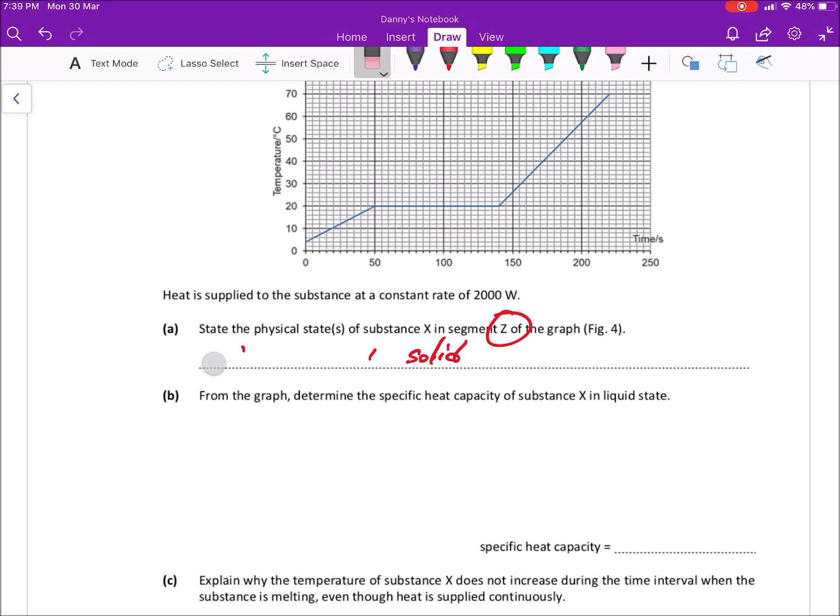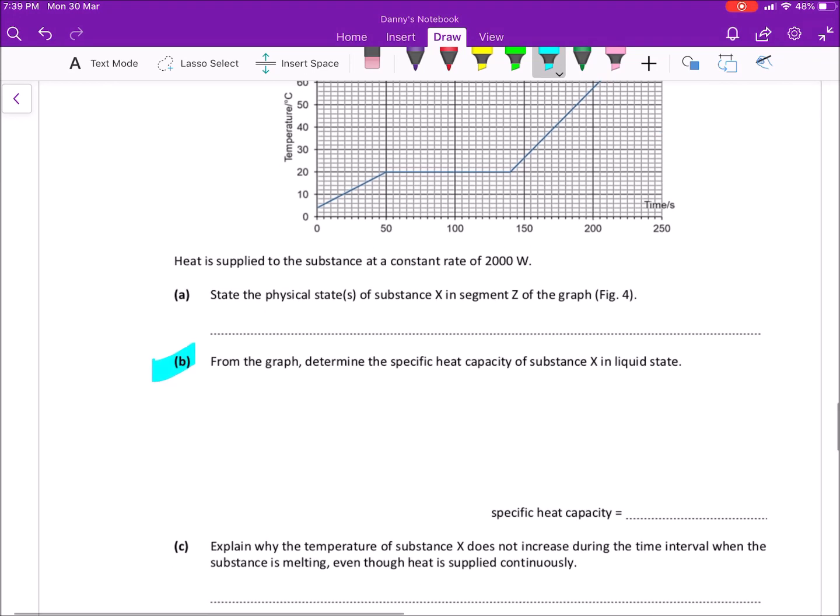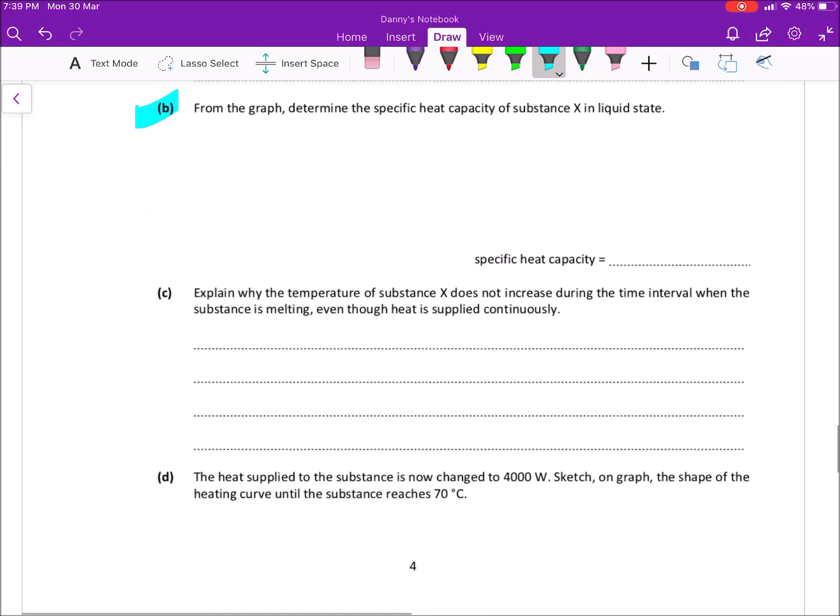Okay, down here, most of you, I'm happy you all got it correct. If you got it wrong, either you see me or you find your friend. Definitely you need to master this skill. Okay, for your part C, refer to your previous worksheet. It is asked many times. You have to talk about IKE, IPE, bond breaking, and then IKE being constant, temperature is being constant.